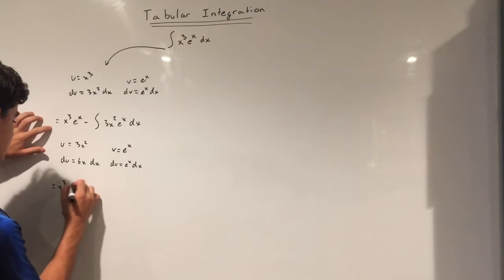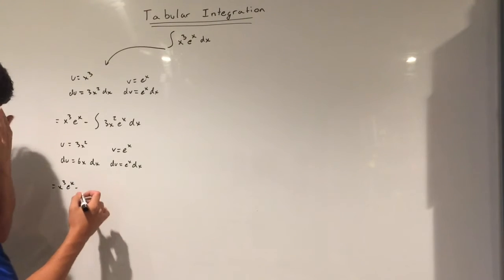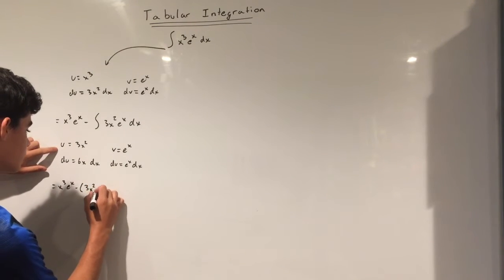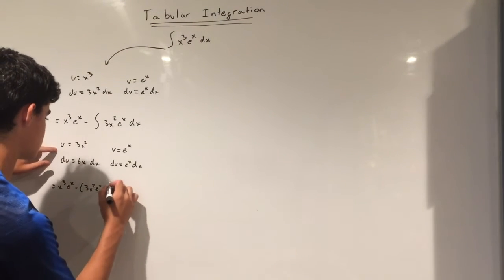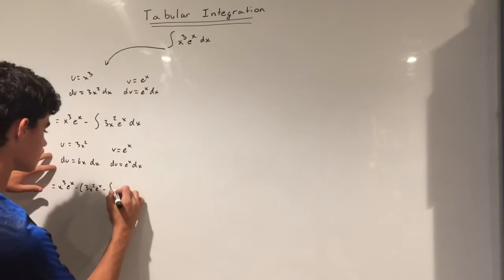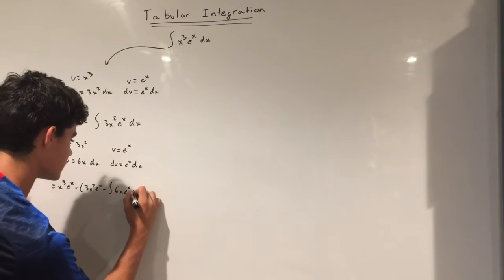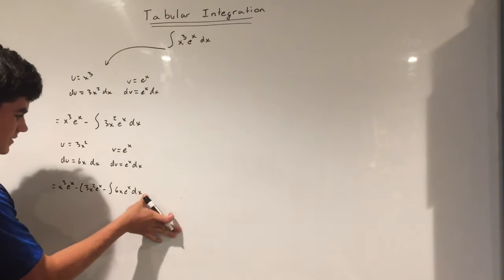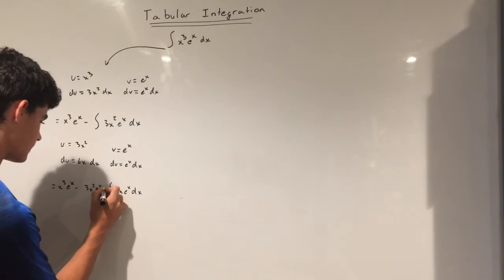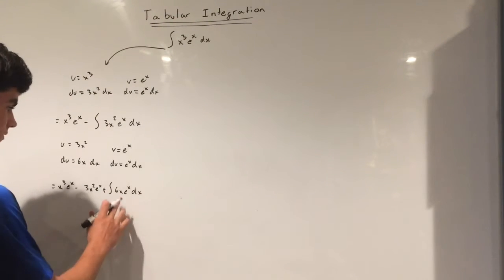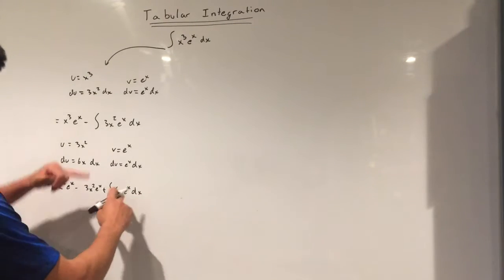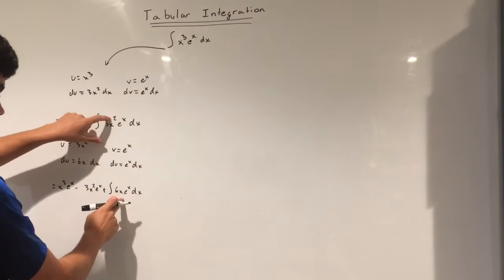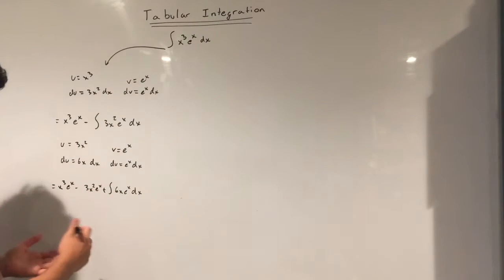x cubed e to the x minus, in parentheses, uv minus our integral of v du, 6x e to the x dx. Close the integral. I'll get rid of the parentheses and put a plus right here. Okay, we see it one more time here, and we see that every time we take an integration by parts, this power on the x is going to go down. So effectively, this would be our last integration by parts.